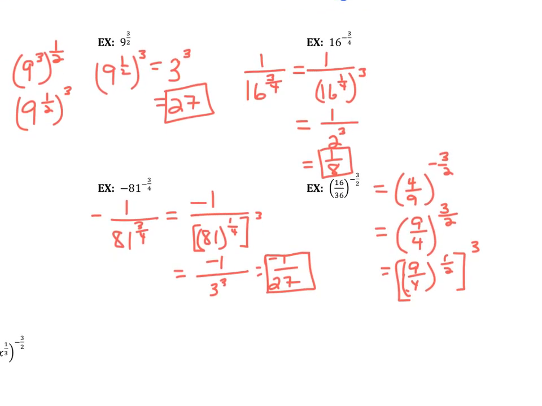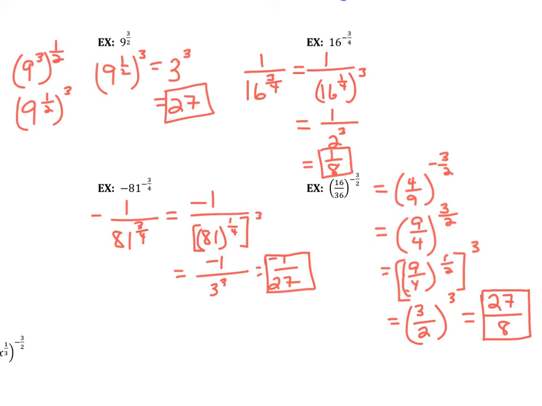And then if we continue on with our evaluating, the square root of 9/4, which is what that's saying, 9/4 raised to the 1/2 power is the square root of 9/4. So the square root of 9 is 3. The square root of 4 is 2. We're going to take that entire quotient and we're going to cube it. So 3 cubed is 27. 2 cubed is 8.